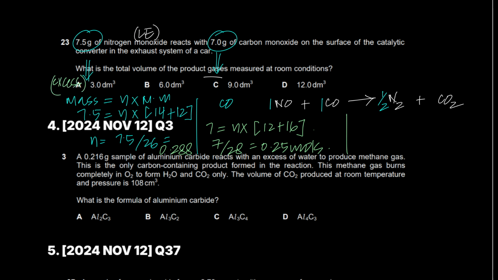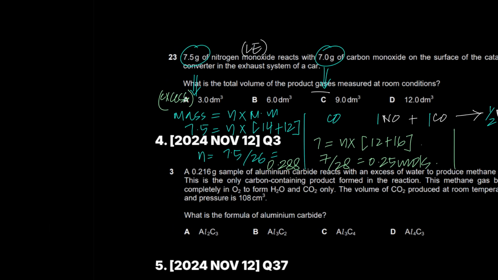It's in excess. Why? Because 1 would react with 1. So 0.25 would react with 0.25, but you have 0.288. You have more. By how much is nitrogen monoxide in excess?